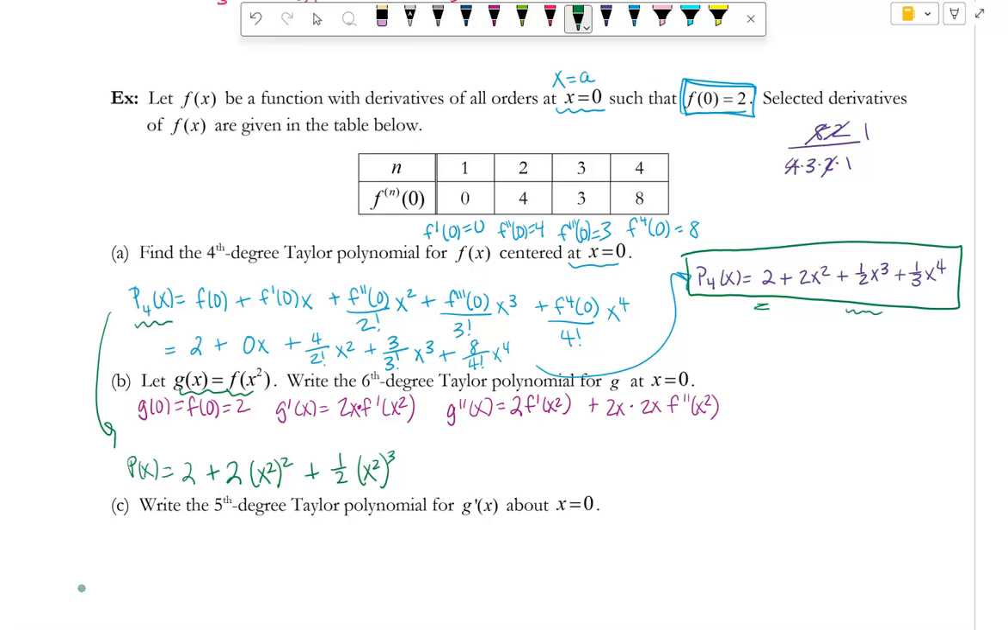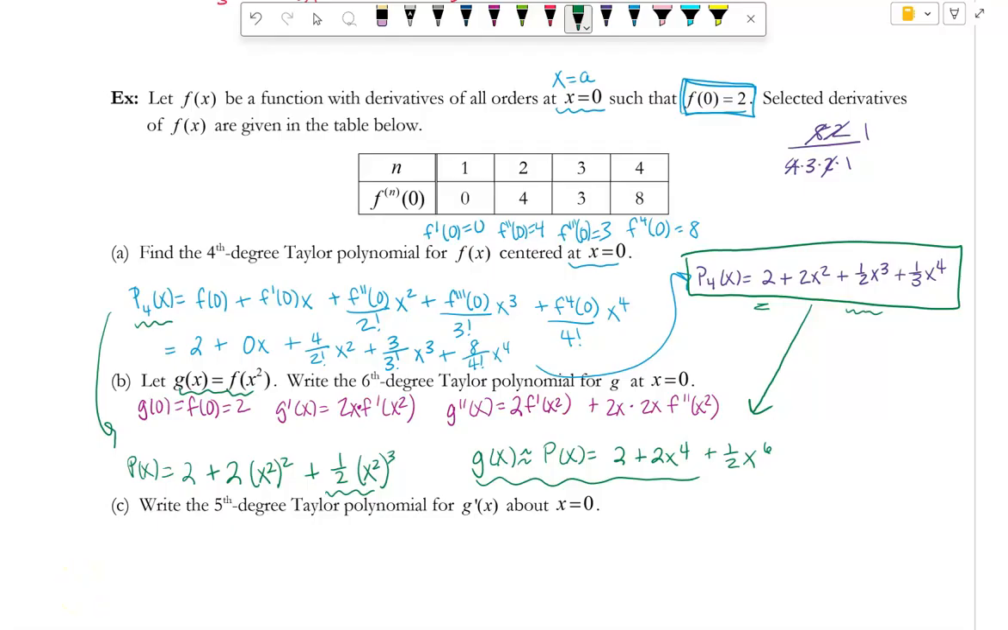So when I go to write my approximation for g of x, I get 2 plus 2x squared squared, which is 2x to the 4th power. And then this last term, 1/2 x squared cubed, is 1/2 x to the 6th power. So again, it's easier to use the polynomial that we already found and just replace x with x squared.